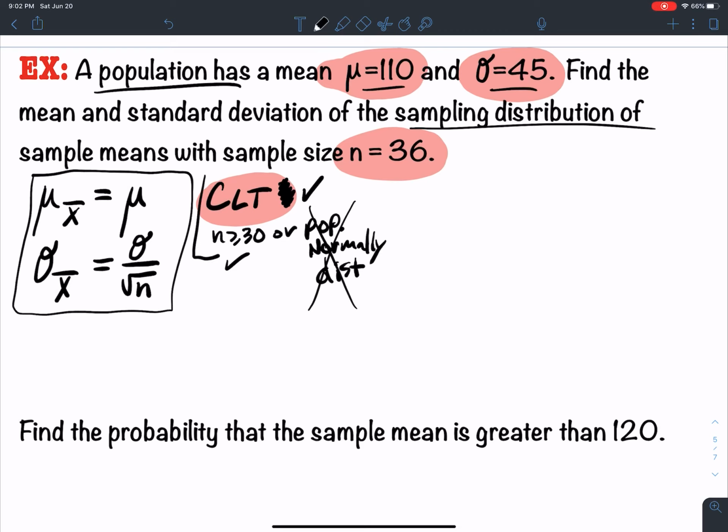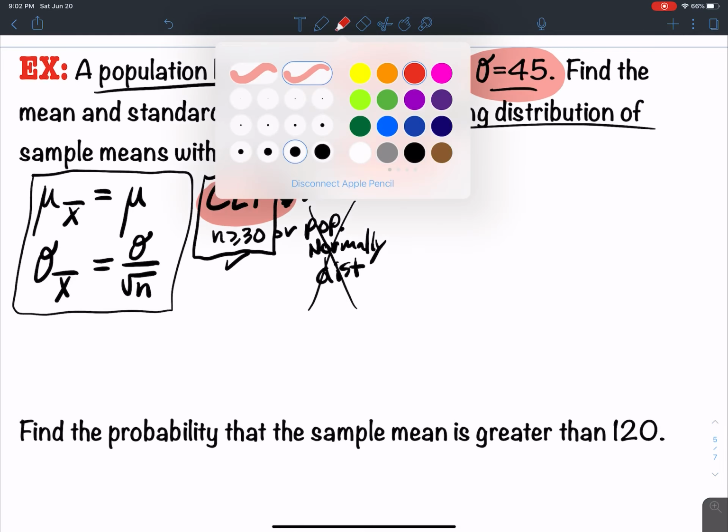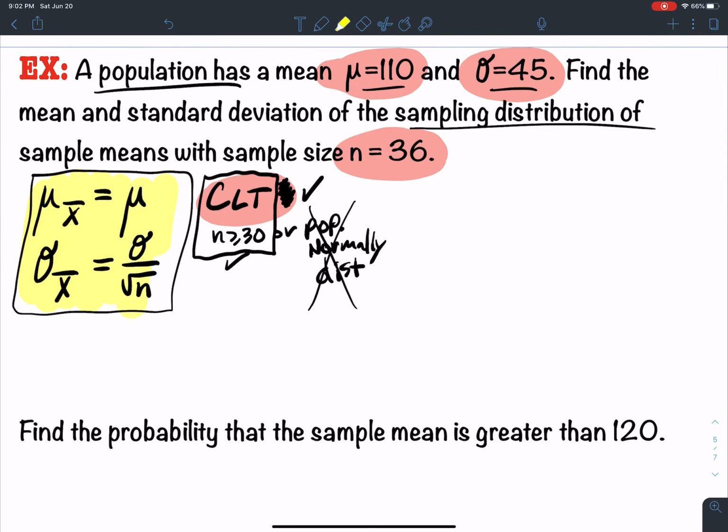So this is what I'm looking for with your work. I want you to say CLT, n greater than or equal to 30. Tell me why you can use this amazing formula right here. Look how easy it makes it, guys. Mu is 110, so the mean of the sample mean is equal to 110. Wow, so easy. Standard deviation of x bar.